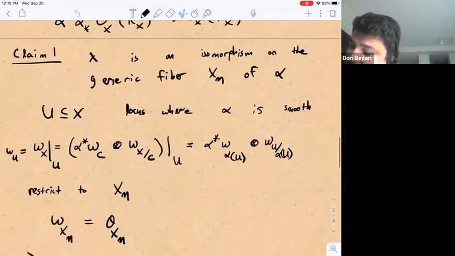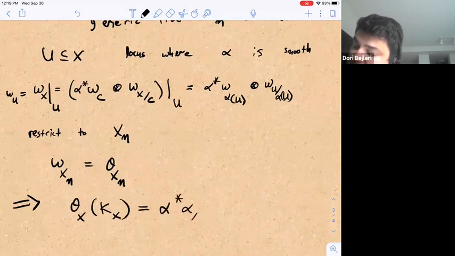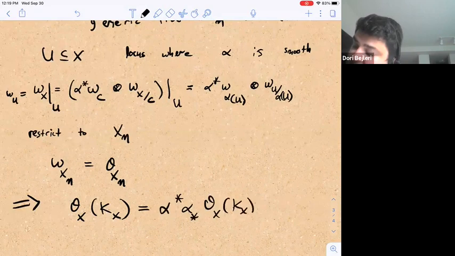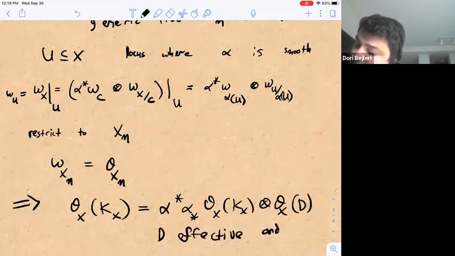So let me write it as O_X of K_X has to be of the form alpha upper star alpha lower star O_X of K_X, tensor some O_X of D, where D is effective and contained in fibers.